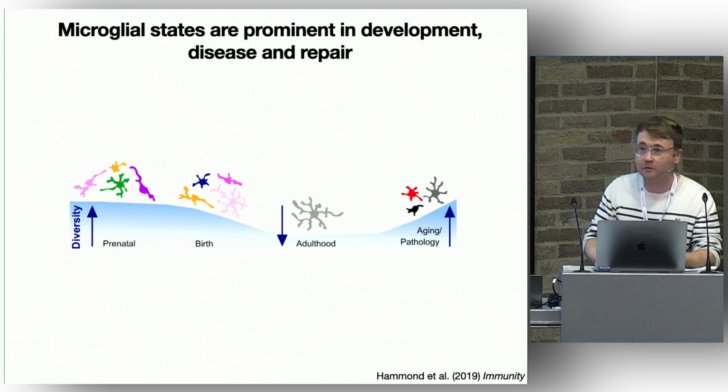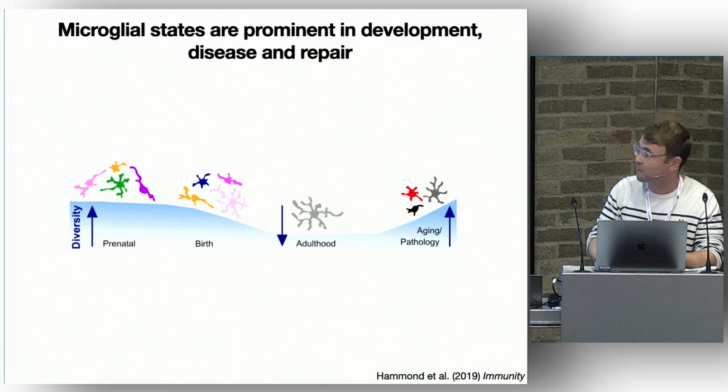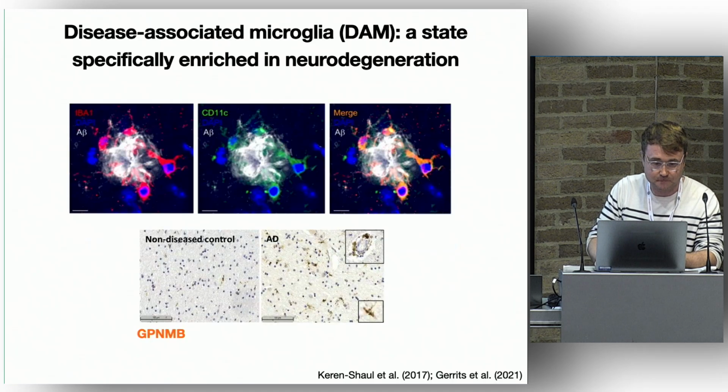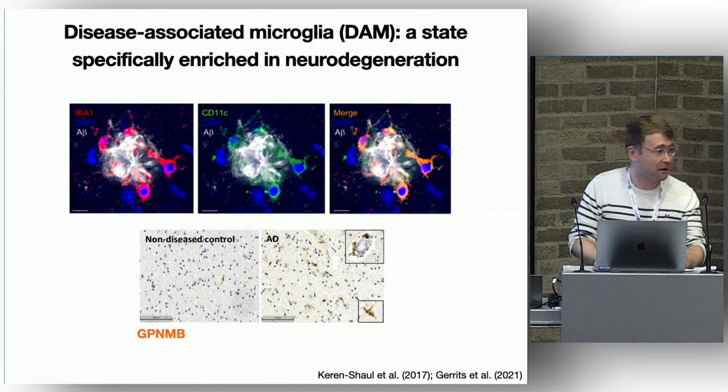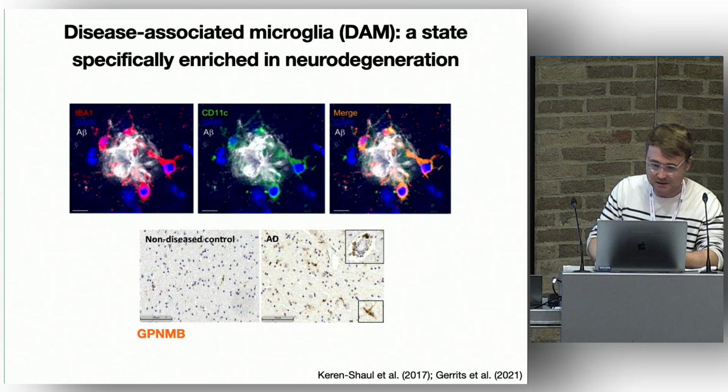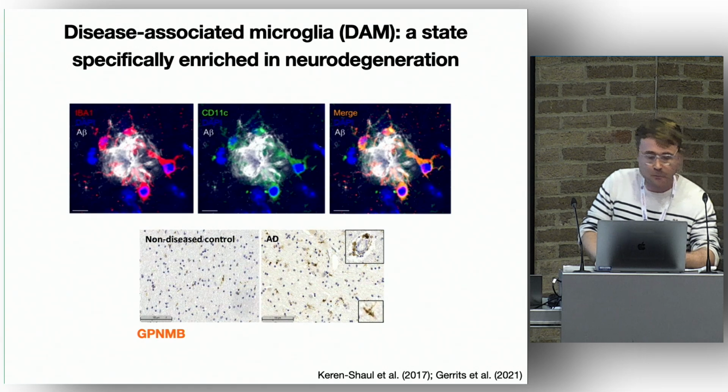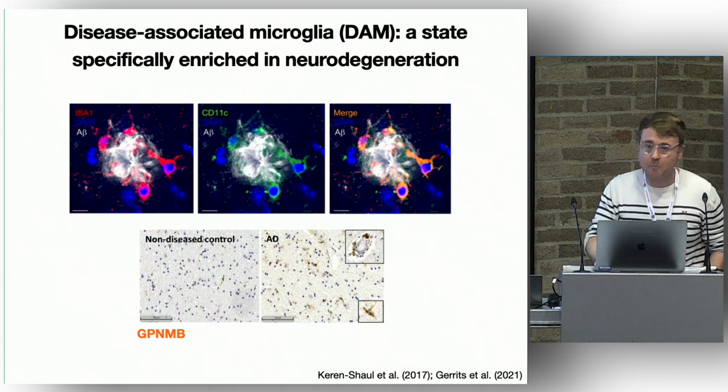And a striking feature of microglial states is that they are especially prominent and diverse during development, pathology, and repair, suggesting they might play central roles in these processes. And a key example of microglial states are, of course, the disease-associated microglia that we've heard so much about today already, which corral around amyloid beta plaques in Alzheimer's disease, but are also present in several other neurodegenerative disorders, and a similar state is also present in development, as we heard earlier from Bart. So DAM are thought to be protective in Alzheimer's disease, but beyond that, we know very little about their functions.